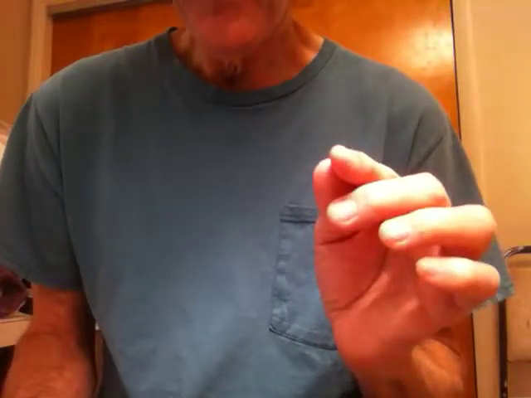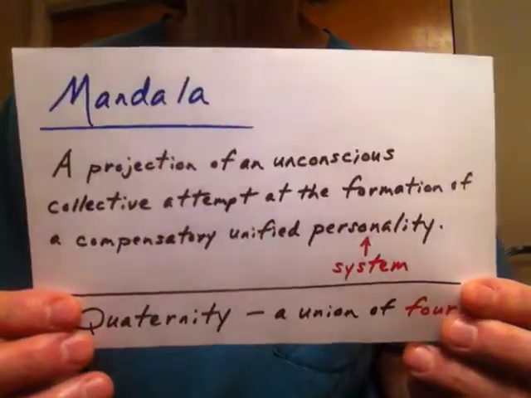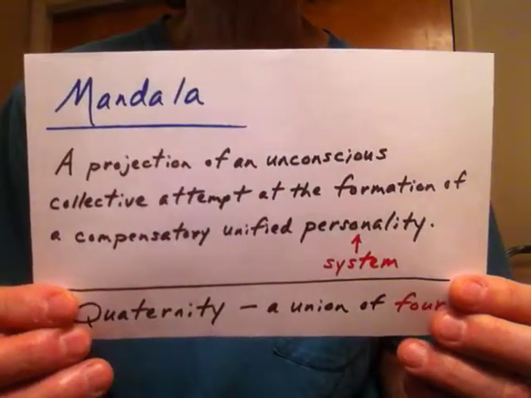The mandala is a projection of an unconscious collective attempt at the formation of a compensatory unified personality. Okay, you can read that there. You might not understand it, but you can read it. And what I did was, to help me with my study of the circle of fifths, I just took out the word personality and put in system.